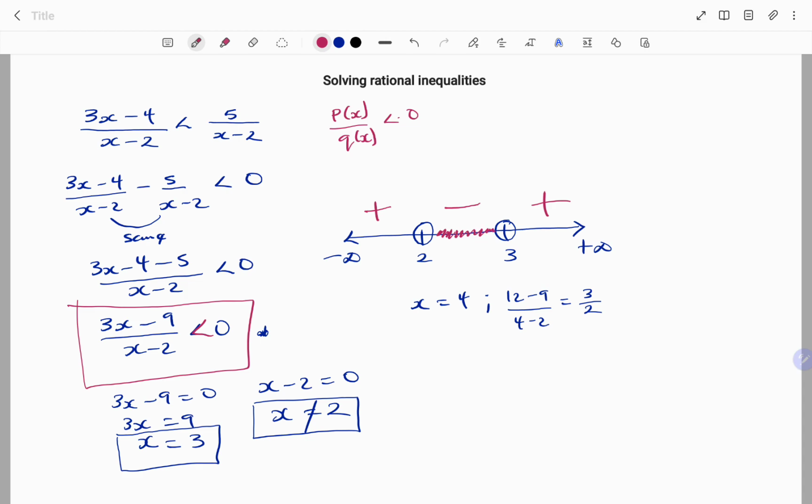So therefore, writing it, the solution to this inequality is going to be between 2 and 3, or writing it with inequality notation, we're going to have 2 is less than x, however x should be less than 3. Let's look at one more example.